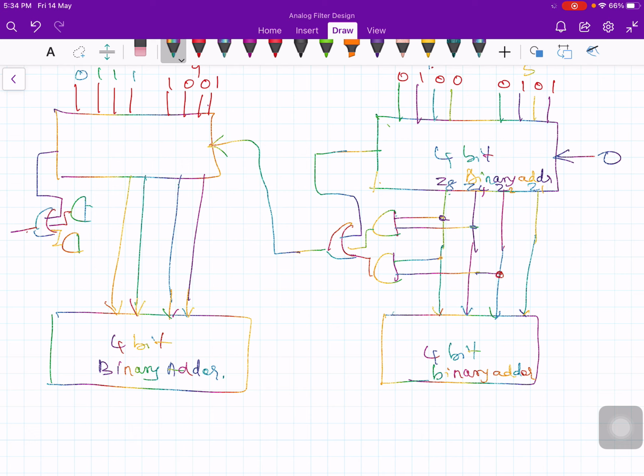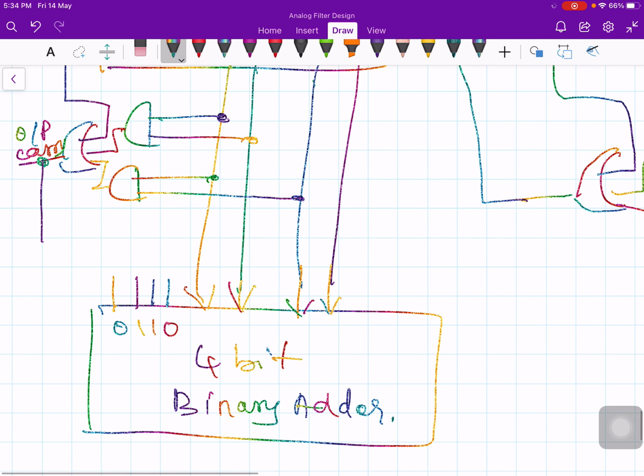Put like this: Z8, Z4, Z8, Z2. Okay, so this is my output carry, and this one takes this input, and here again there are 4 inputs. You have to add 0 1 1 0, right? So you take these two to 0, and then like this. Whenever it exceeds 9, you add this 0 1 1 0, 6. Okay, decimal number 6 is added.